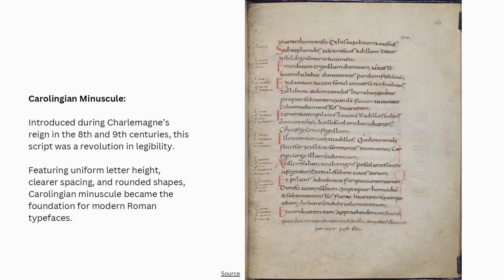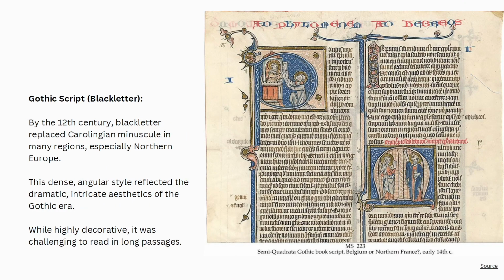And what's interesting with this is we're seeing this as a sort of revolution in legibility. We're going to have uniform letter height, clearer spacing, and a little bit of a rounder shape. So it's going to be a lot easier to read. And this is going to become the foundation for what we see as the modern Roman typefaces later down the line. But we're also dealing with the Gothic script, also known as black letter. And you're going to hear the two of those be interchangeable also.